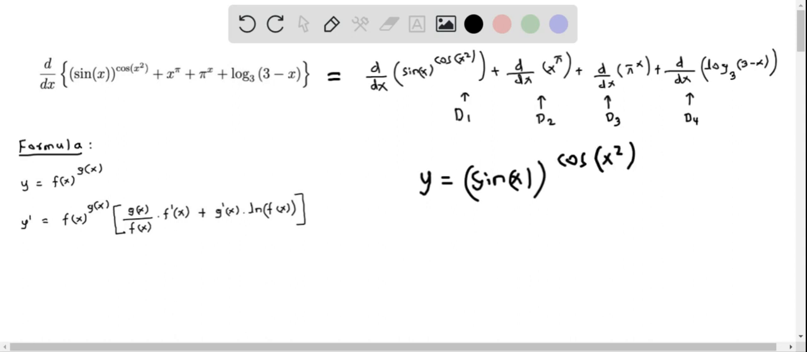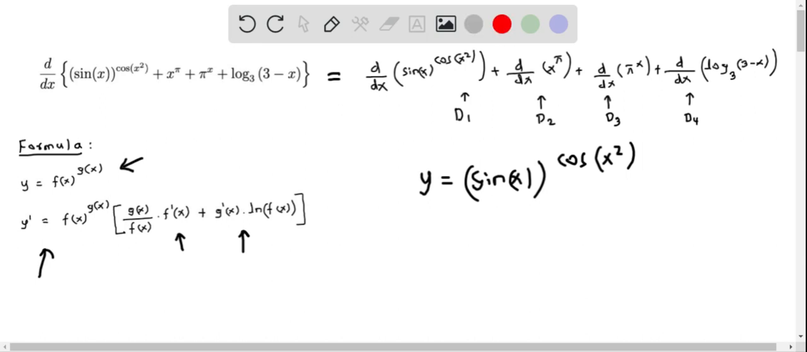Notice that we can apply this formula: if we have a function in the form y equals f of x raised to the power of g of x, then its derivative is given by y prime equals f of x raised to the power of g of x, multiplied with a big square bracket, g of x over f of x times f prime of x, plus g prime of x times the natural logarithm of f of x, square bracket closed. So this is the derivative of any expression in the form of f of x raised to the power of g of x.